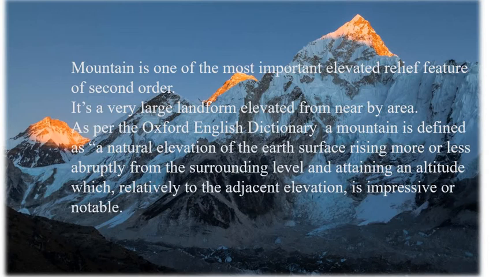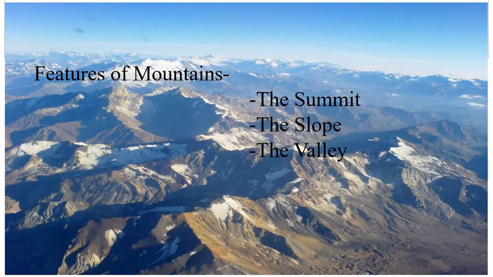As per the Oxford English Dictionary, a mountain is defined as a natural elevation of the Earth's surface, rising more or less abruptly from the surrounding level and attaining an altitude which relatively to the adjacent elevation is impressive or notable. So the important thing is here just define its characters. So what is a mountain? Mountain is an elevated mass and elevated from its surrounding region, and it's very prominent one. So this is mountain.